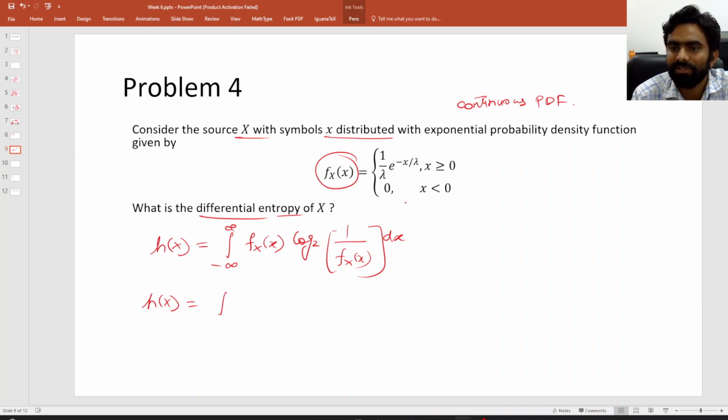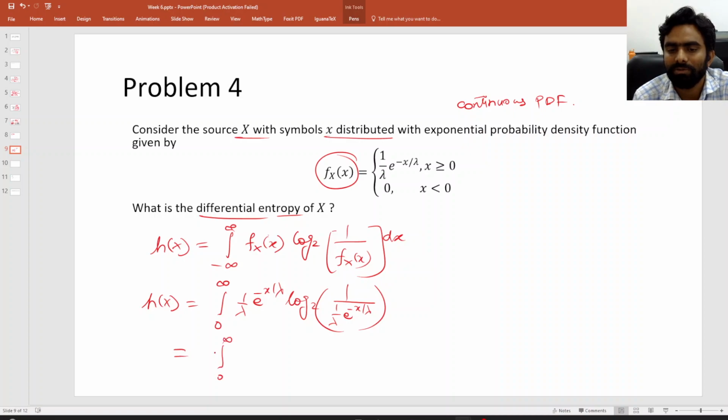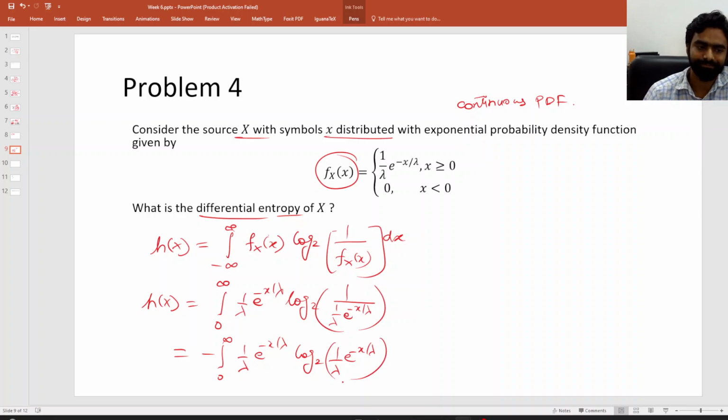Now f of x is defined as this one for x greater than 0 and 0 for x less than 0. So limits would be 0 to infinity, 1 by lambda e raised to power minus x by lambda, log base 2 of 1 by lambda e raised to power minus x by lambda. Or you can also write minus 1 by lambda log base 2 of 1 by lambda e raised to minus x by lambda. Clear? dx.